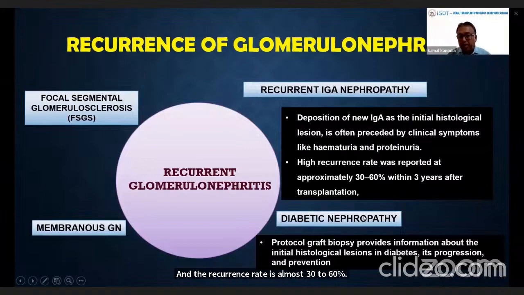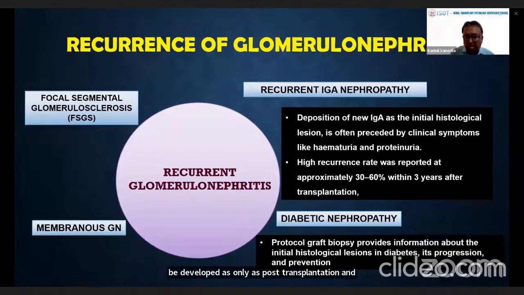Diabetic nephropathy also recurs. Almost 5 to 10 years after transplantation, if protocol biopsies are taken, they give information about the initial histological lesions in diabetes and its progression and prevention. So we can prevent diabetic nephropathy if we go for protocol biopsy early. Another lesion is FSGS, which recurs very fast after transplantation, as proteinuria can develop as early as post-transplantation. Membranous nephropathy again recurs very fast.